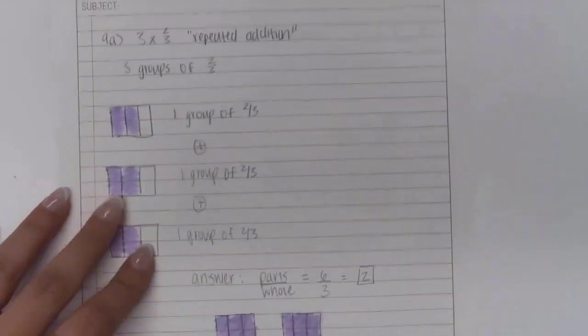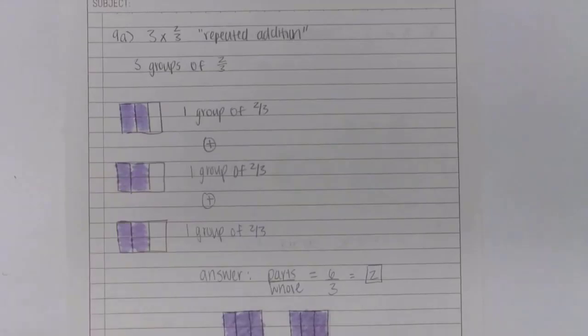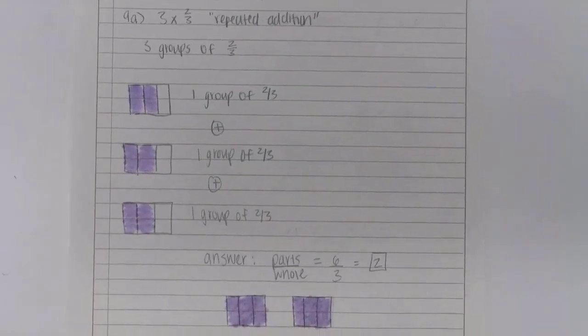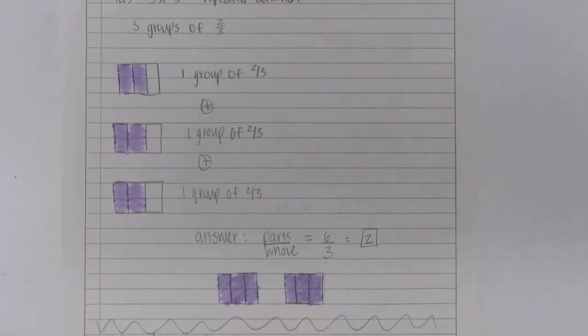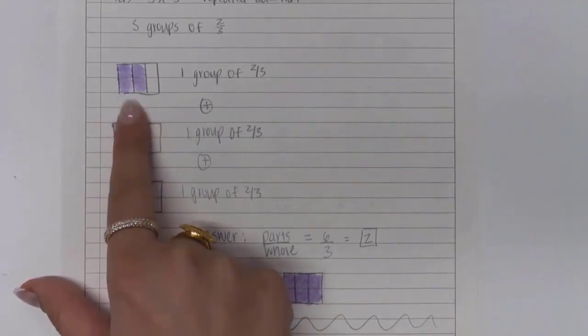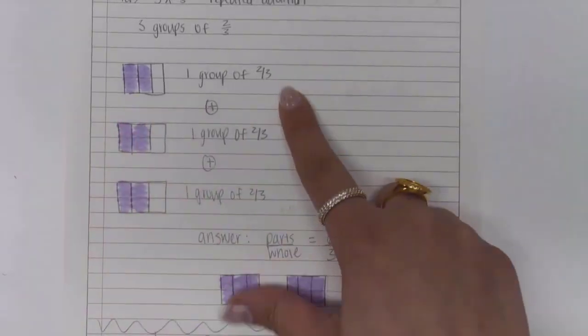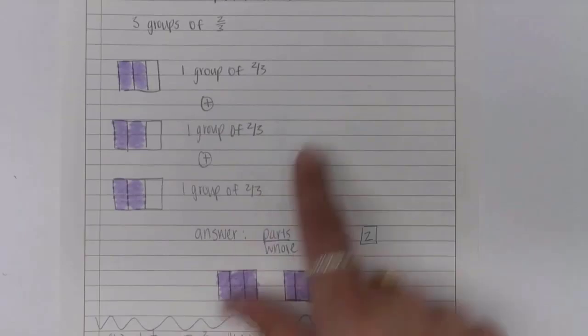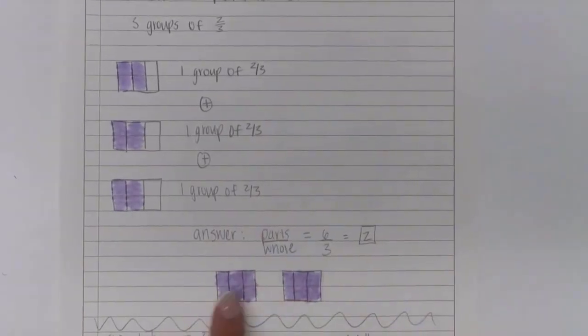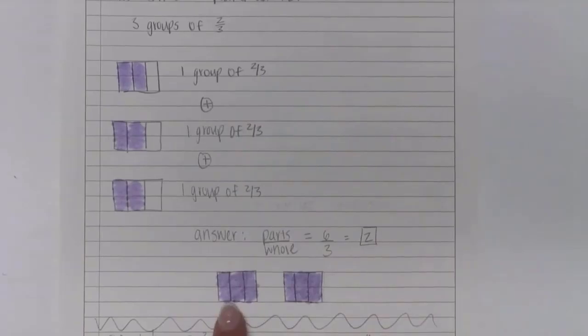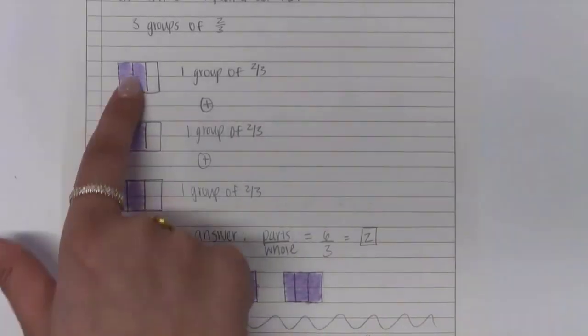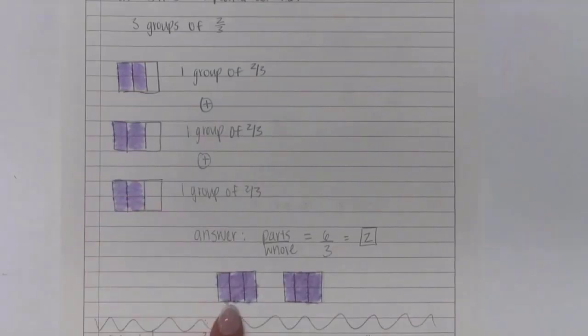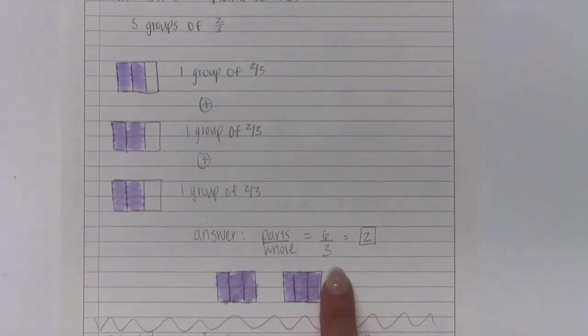Anybody want to do the repeated addition? So the question is 3 times 2/3, and it wants repeated addition. So we're going to do 3 groups of 2/3. We have to draw it out. We shade in 2 out of the 3. That's one group of 2/3, and then we keep drawing another group and then another group. So that'll be 3 groups of 2/3. And then the answer will be parts over whole. So you draw it out again and shade in the amount of shaded parts. So it's going to be 6/3, which equals 2.